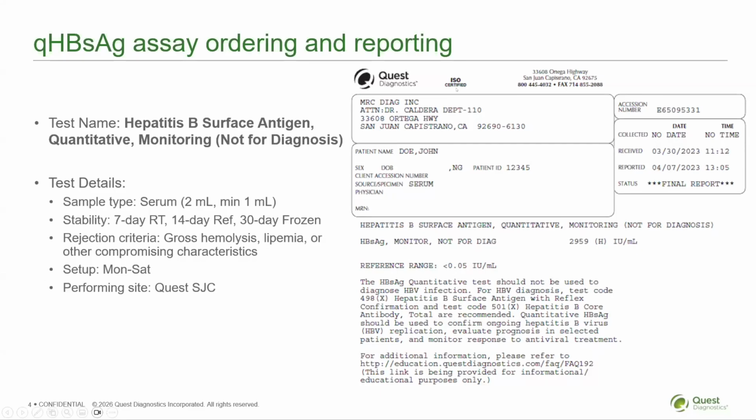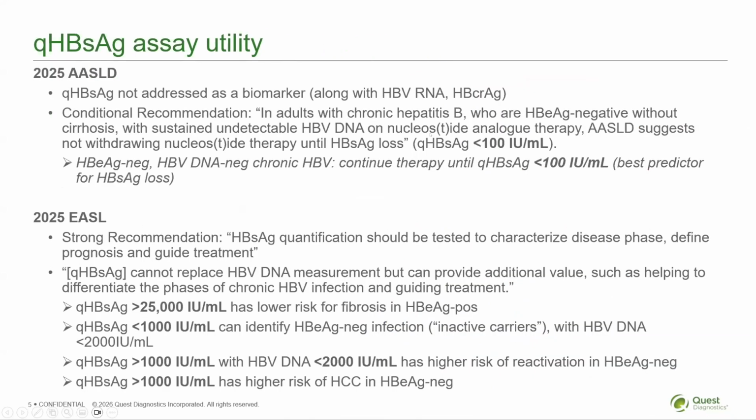And the report is shown here, which I consider to be straightforward and self-explanatory. We include the value with the units, and we include an alert when it is a detectable and measurable quantity, as well as some guidelines for interpretation, again highlighting that this is not intended for diagnosis, but rather for monitoring of patients with a previous diagnosis.